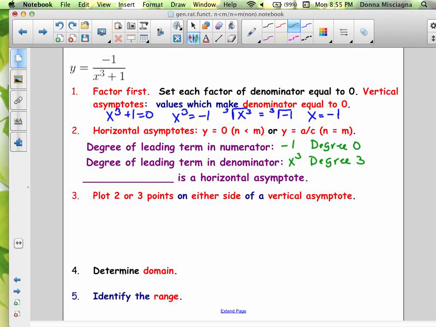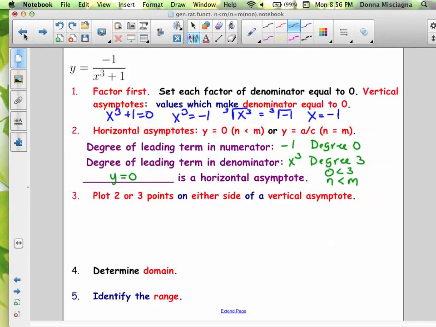Of course, 0 is less than 3. So the numerator has the smaller degree. Our horizontal asymptote is, again, y equals 0. All right, so we've got one vertical asymptote. We'll plot 2 or 3 values on either side of that vertical asymptote. The domain is going to be all real numbers except for the vertical asymptote, and we're going to have to look at the graph to find the range.